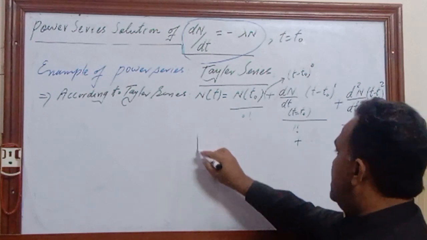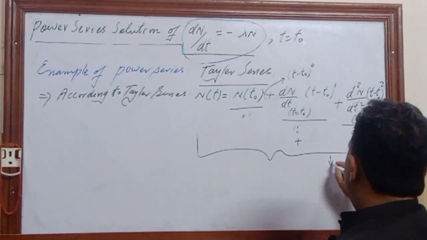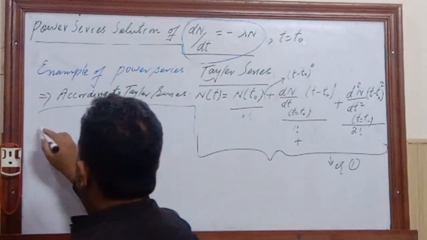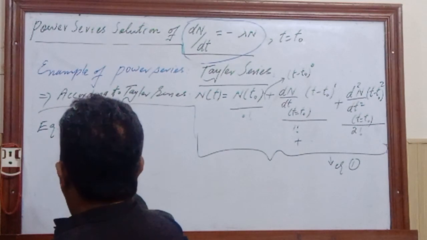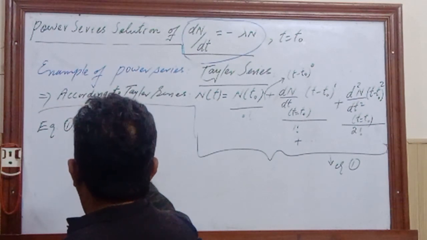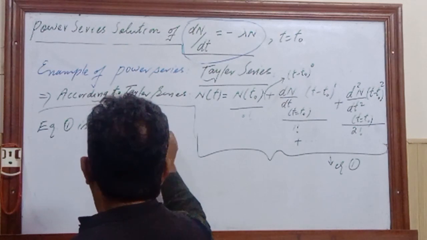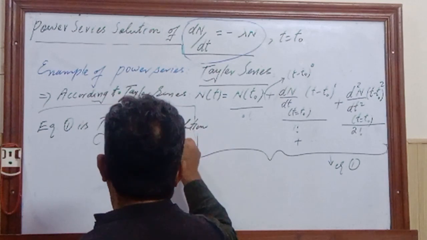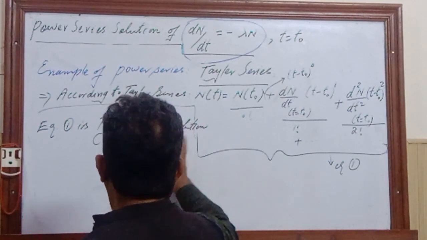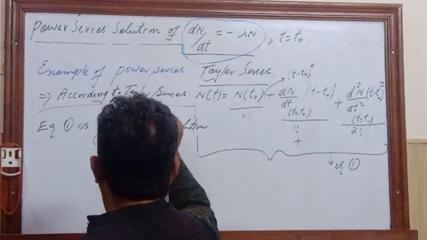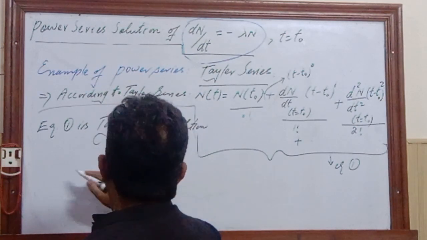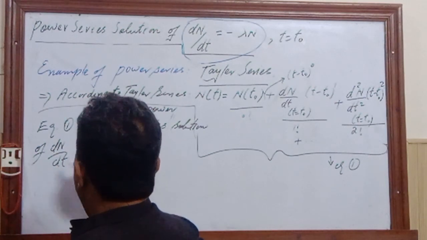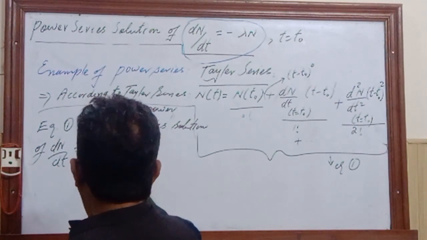So you can label this as equation 1. Equation 1 is the Taylor power series solution of dN by dt equal to minus lambda N.